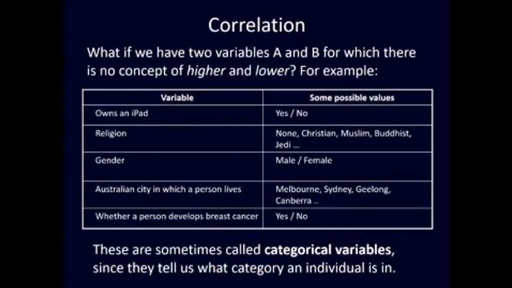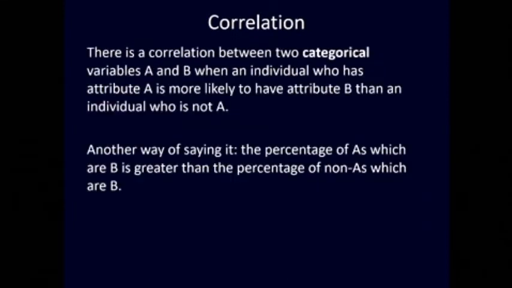What about these variables where there isn't a concept of higher or lower then? Categorical variables or attribute variables? There's still a concept of association or correlation that applies here. It's basically the same idea, but a little hard to get your head around. What it means to say that there's a relationship between two categorical variables. So what might it be? What kind of thing might we be looking for?